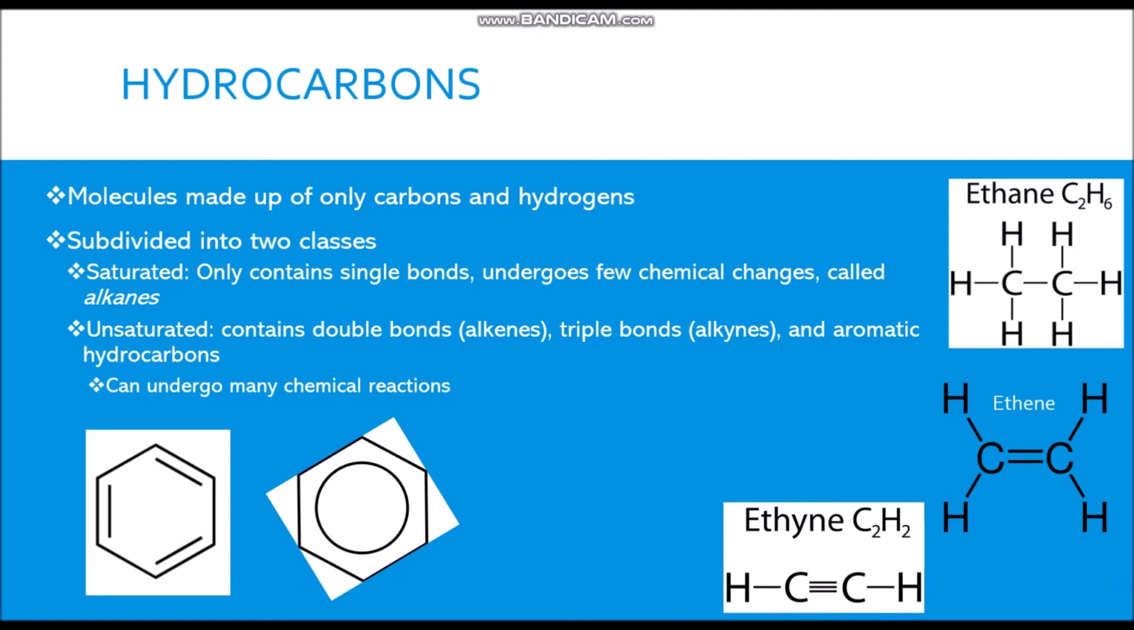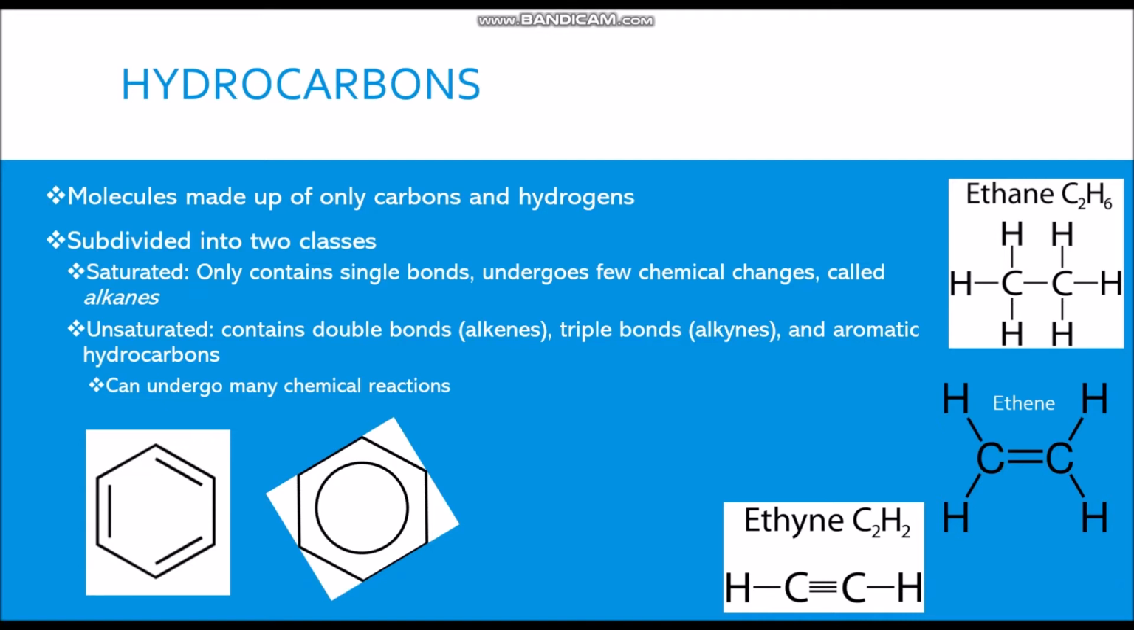Next we have unsaturated. These contain double bonds, triple bonds, and aromatic hydrocarbons. So any hydrocarbon with a double bond is called an alkene. So we have an example over here. This is called ethene on the bottom right here. And then next to ethene we have ethyne, which is an alkyne, which is if you have a triple bond.